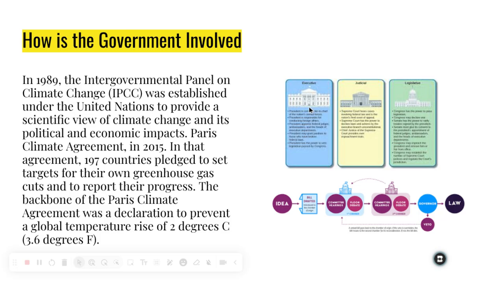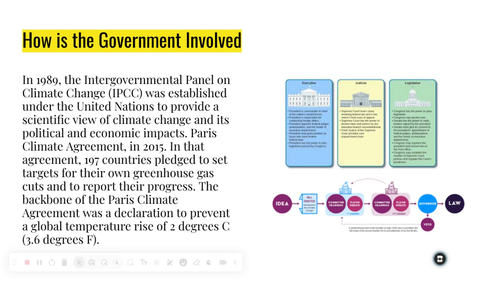And here is the three branches for the governments. The first one is executive. Then the second one is judicial. I think it's judicial, I'm sorry, I cannot pronounce this. Then legislative. And then here is the list of another government issue, something like that. And here's the picture of the bill crafted, something like that.